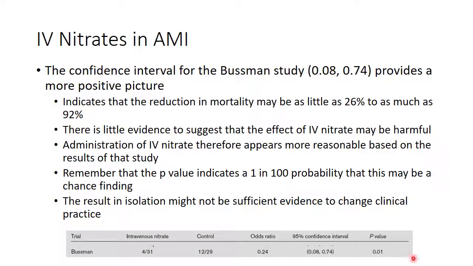Okay. In this case, because the p-value is 0.01, there's a 1% chance that a result as extreme as this or more extreme is due to just random chance alone. Most of the time you're going to find that one positive trial result is not enough to change clinical practice unless it is a very, very large trial dealing with thousands and thousands of patients. It's very unlikely that a result such as this is going to make everyone start to use IV nitrates for patients versus not.